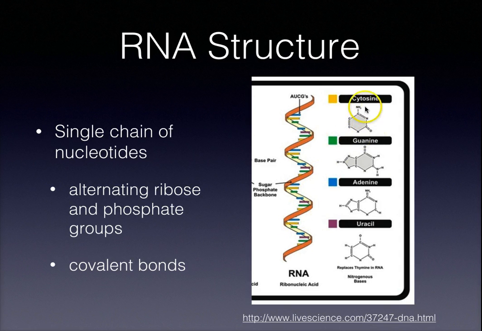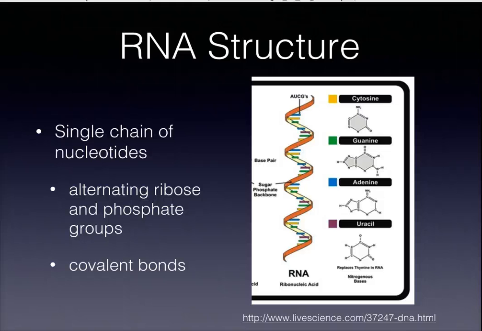So this diagram just shows us the 4 different types of nitrogen-containing bases that are incorporated into the RNA nucleotides. The structure that I'm describing here is the structure for messenger RNA. And we'll talk later on, there's different types of RNA that are found in the body. But for right now, we're talking about messenger RNA.